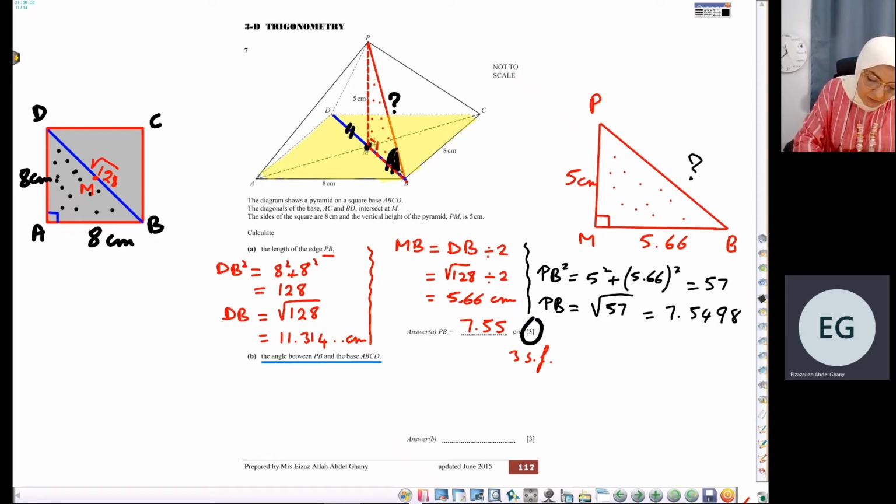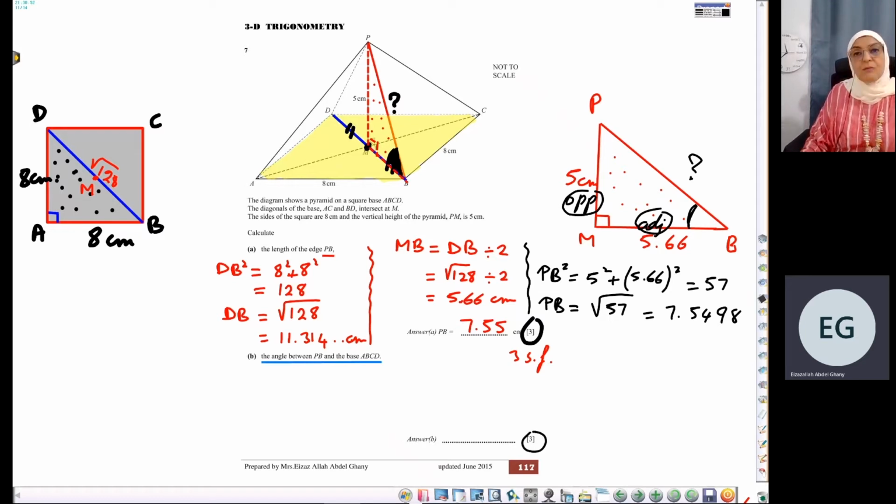It is this one, the black one. We already extracted the triangle. When we extracted the triangle, we know the opposite of the angle. We know the adjacent of the angle. So we deal with tan.